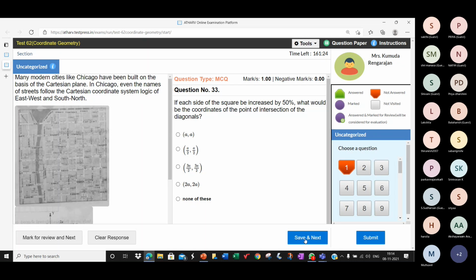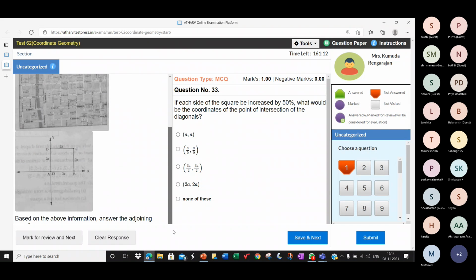Yeah, children. If each side of the square is increased by 50%, meaning by half. 50% meaning 50 by 100, 1 by 2. As a fraction, 1 by 2, half. So what is half of 2a? a, ma'am. So it was increased by 50%. That means it's increased by a units. So then what is the new side?